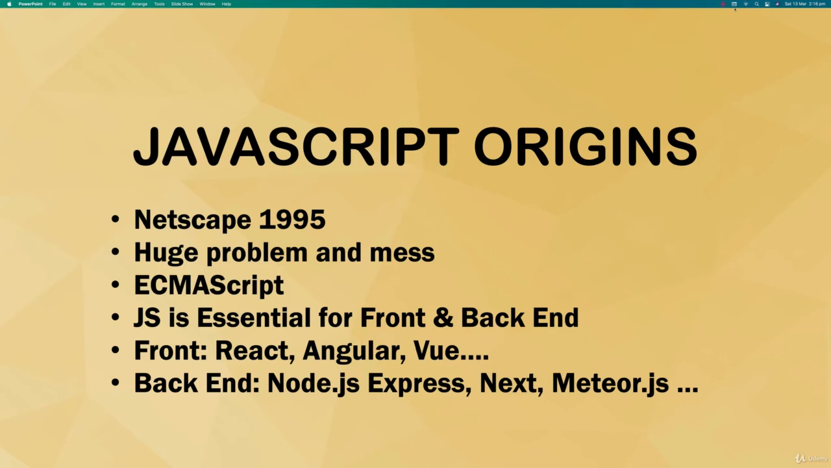Now, to be a full stack developer, you need to know front end and back end. In front end development, there is HTML, CSS, JavaScript, React, Angular, Vue.js, and much more. And also, in the back end, they have different programming languages. One of the most popular is Node.js, but there are also others like Express, Next, Meteor.js, and others, right? And that is why we need to have knowledge of JavaScript.